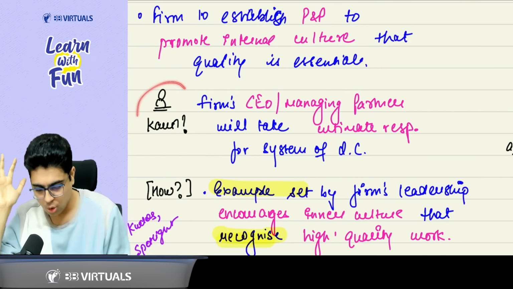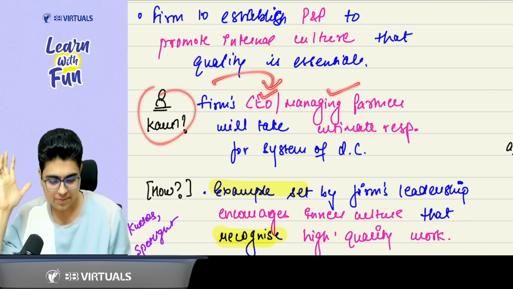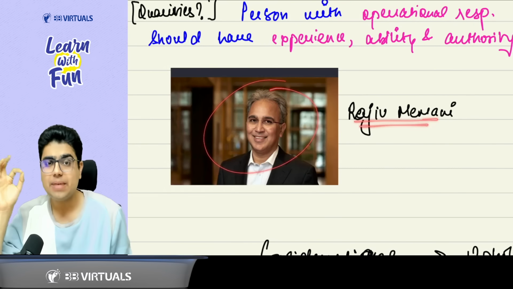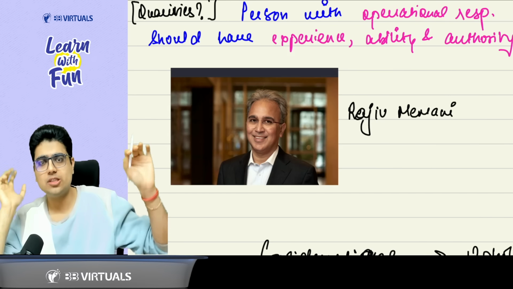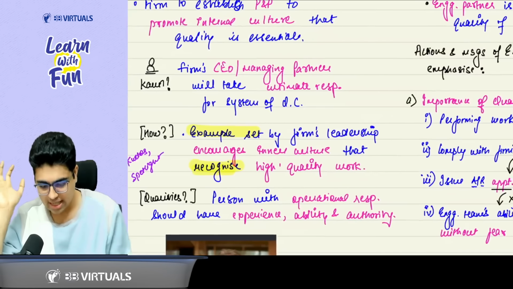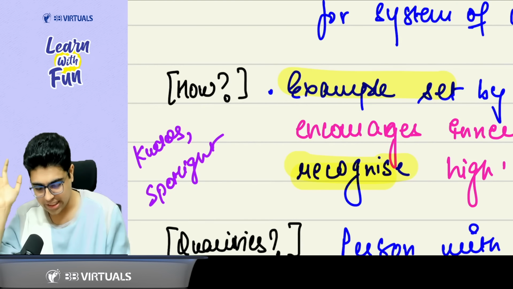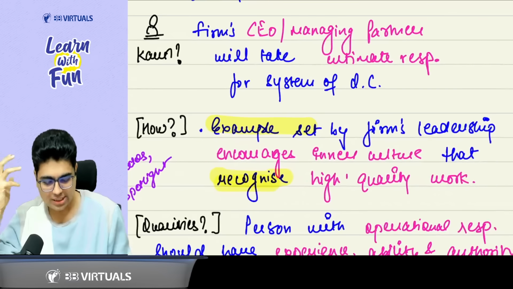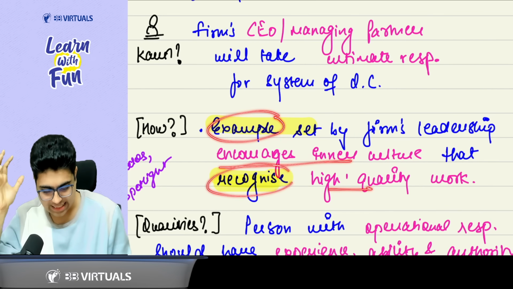Now, who will create the policy? It will be created by the CEO or managing partner. Who is the CEO or managing partner? If I talk about EY, Rajiv Memani is the managing partner and CEO of EY India. So can I say he has taken the responsibility for the quality of EY as a whole? Yes, sir. So that is who will do it. The second question is how he will do it. If an EY employee performs properly, he gets kudos. If the team works properly, they get the spotlight. So how will he encourage quality? He will set the example to encourage an internal culture of quality by recognizing high quality work.